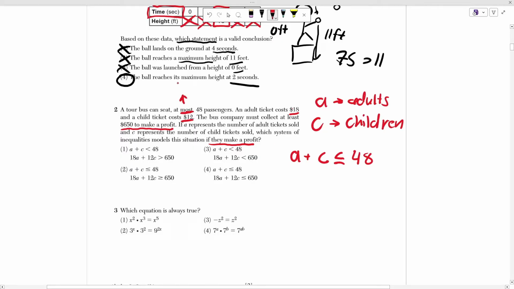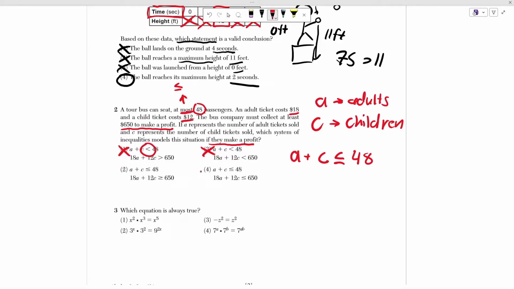Because when we're dealing with at most, we're going to be dealing with one of these signs, okay? At most means that the biggest number I can have is 48. I just can't go above it, okay? So because the biggest number I can have is 48, it needs to be a less than or equal to sign, okay? We can have 48 people, we just can't go over it. So we know that A plus C has to be less than or equal to 48 people because that's the maximum capacity, right? If a minivan has a maximum capacity of 6 people, that means at most you can fit 6 people, okay? So immediately we're going to eliminate choices 1 and 3 because they don't have that less than or equal to sign there. They just have the less than sign, okay?